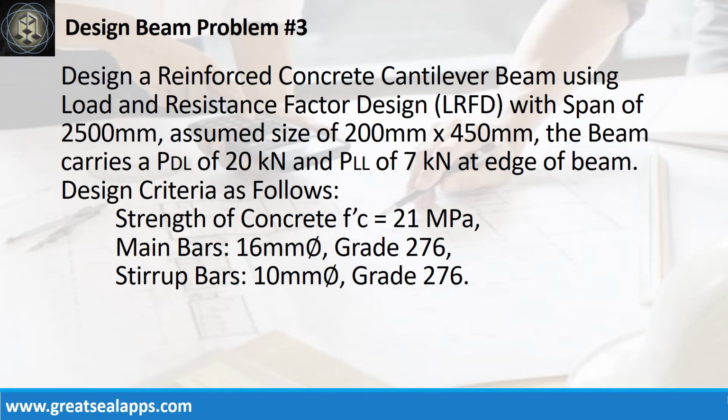Design a reinforced concrete cantilever beam using load and resistance factor design with span of 2500 mm. Assume size of 200 mm by 450 mm. The beam carries a concentrated dead load of 20 kN and concentrated live load of 7 kN at edge of beam. Design criteria as follows: strength of concrete 21 MPa, main bars 16 mm bar grade 276, stirrup bars 10 mm bar grade 276.